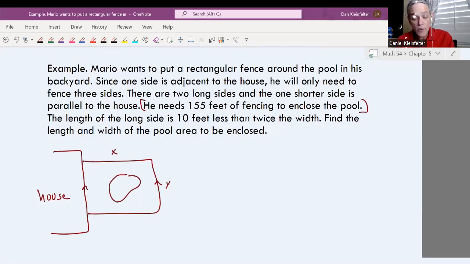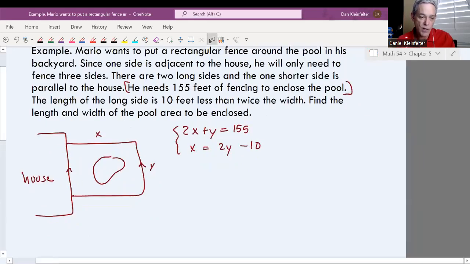Okay, so then we're not fencing along the house, right? So it'll be 2 X's and 1 Y. That'll be the total of 155 feet of fencing. And then it says the length of the long side, that's X, is 10 less than twice the width, which is the other side, right? Okay, so there's our system of 2 equations and 2 unknowns.